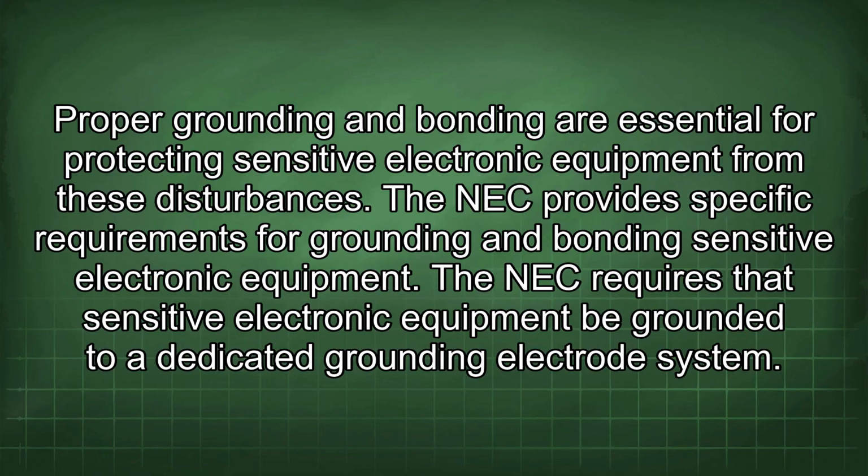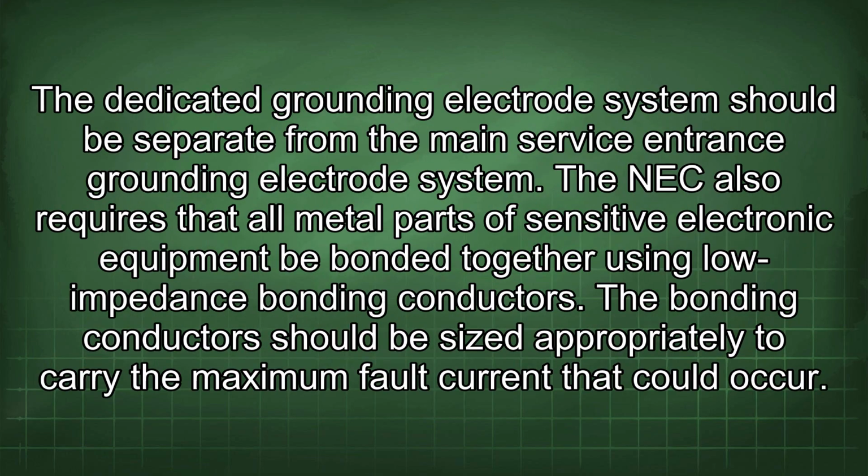The NEC requires that sensitive electronic equipment be grounded to a dedicated grounding electrode system. The dedicated grounding electrode system should be separate from the main service entrance grounding electrode system. The NEC also requires that all metal parts of sensitive electronic equipment be bonded together using low impedance bonding conductors. The bonding conductor should be sized appropriately to carry the maximum fault current that could occur.